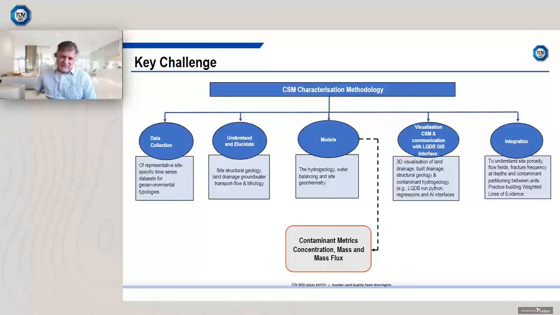Understand and elucidate the structural geology of the site and its relationship with the land drainage and the built drainage, understanding the flow and transport and the lithology of the site, choosing the model very carefully. I've not named any specific model here, but choose your flow and transport model and projection models. For example, if you're looking at a source depletion, then look at that very carefully. Hydrogeology, water balancing, and geochemistry, taking all these things into account.